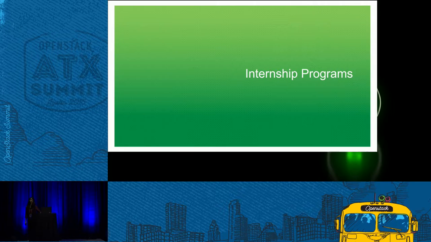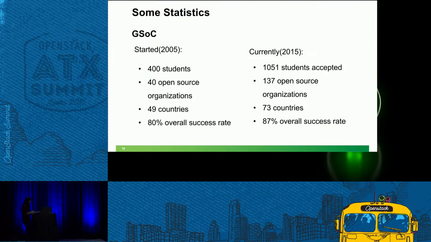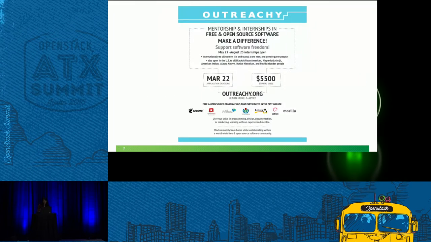Now let's talk about the internship programs a little bit. This is from the Outreachy internship. We have two kinds, Outreachy and Google Summer of Code. What Outreachy focuses on is a 3-month internship period, and it happens twice a year, and it's open to all the underrepresented groups. So it's mainly focusing on women and gender queer people. In the USA, it's open to all Black and African Americans. So we're trying to cover all the underrepresented groups in the world so that we can involve them in the latest technologies and give them an opportunity to try it out.